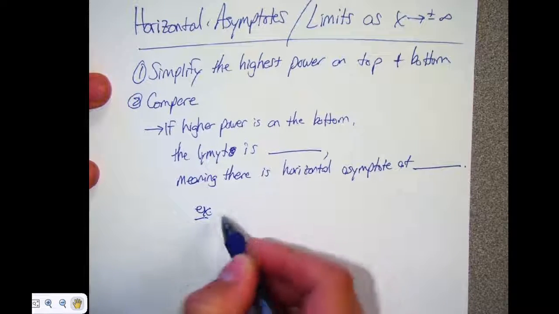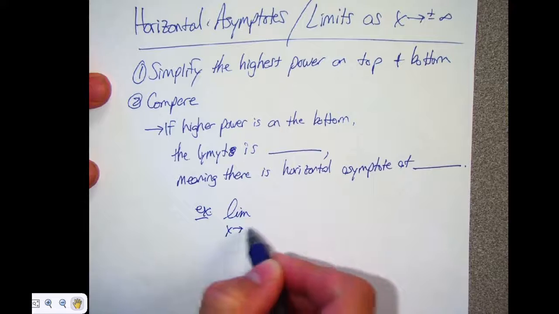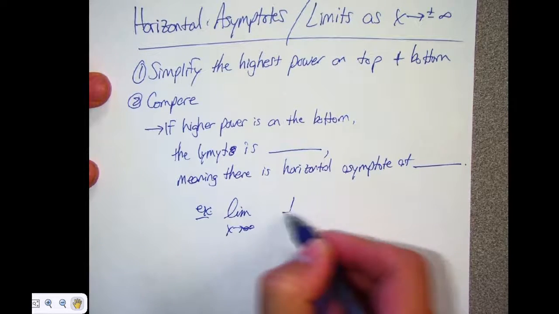So let's say I had the limit as x approaches infinity, and I'm going to make it a simple one. Let's just say 1 over x.